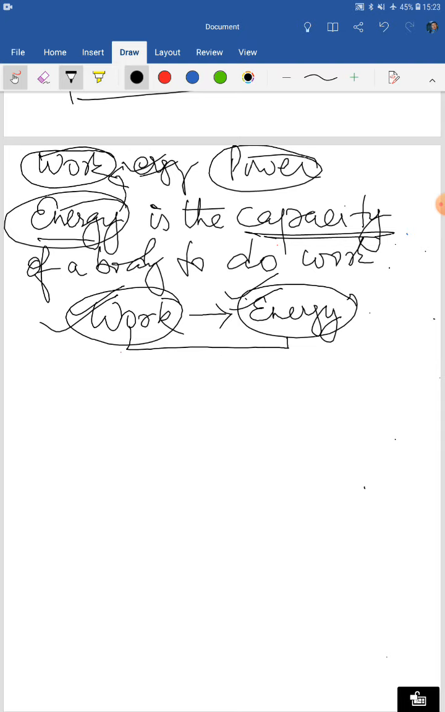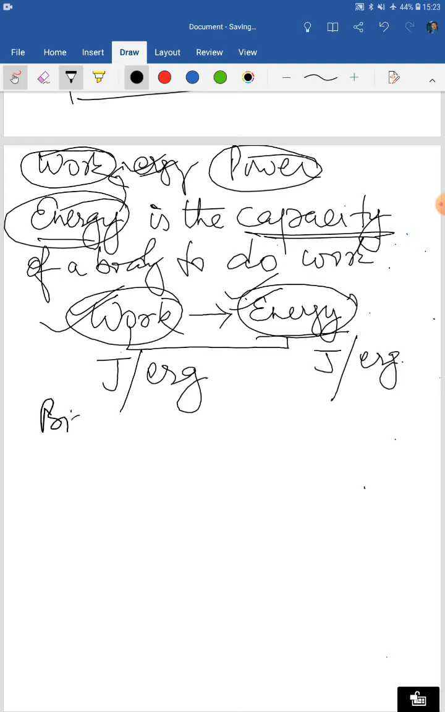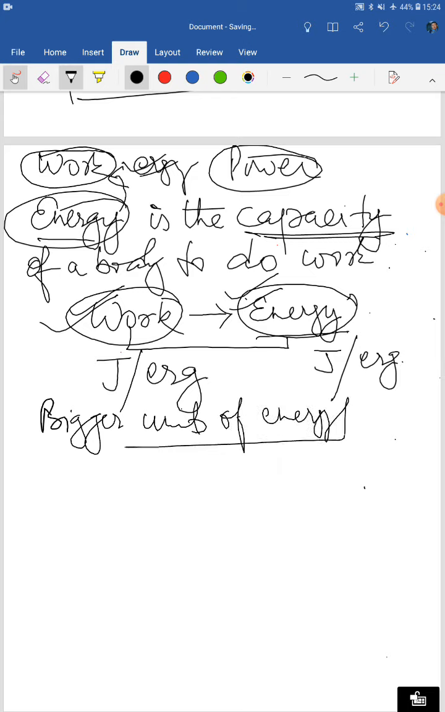Okay, so the unit of work was joule. Similarly, unit of energy is also joule in the SI system. Unit of work in CGS system was erg. Similarly, unit of energy is also what? Erg. Okay. Now, apart from these two units, you have other bigger units of energy. So let's learn them.